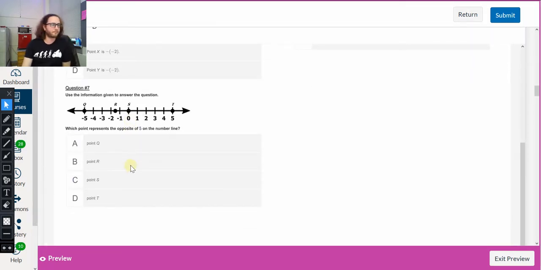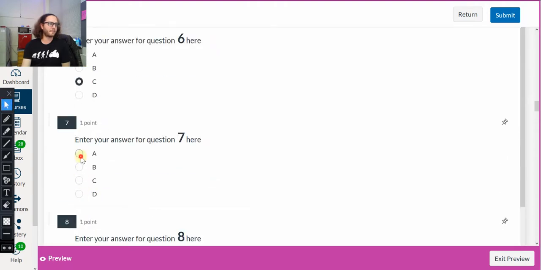For number 7, it shows us this number line and it asks us which point is the opposite of 5. So T was a trick answer for people who didn't read the problem. We want the opposite of 5, which would have been negative 5 or point Q. So for number 7, we wanted A.